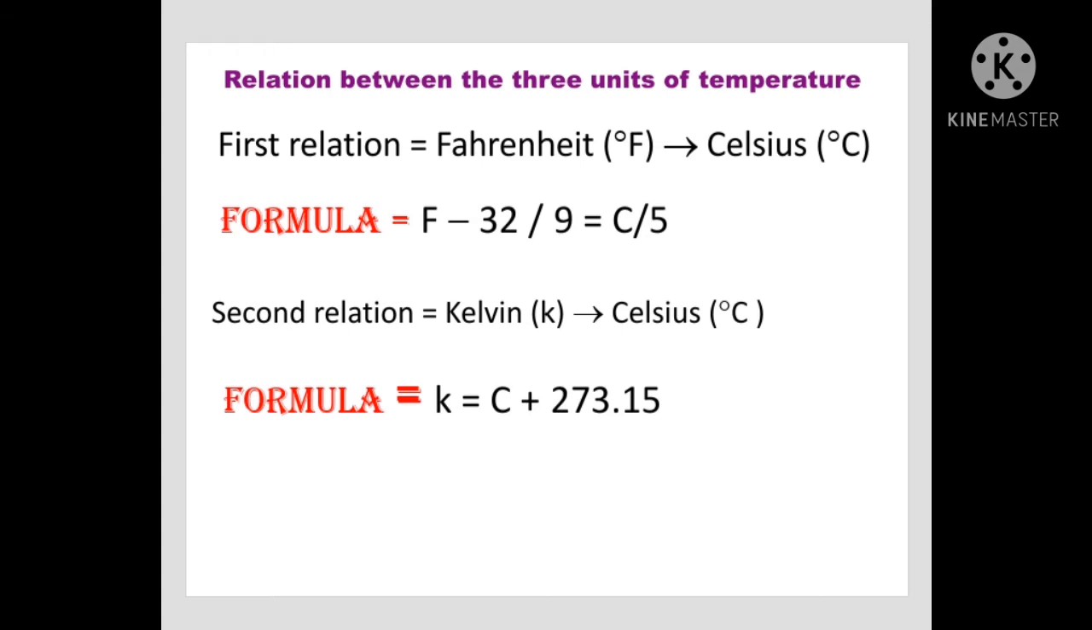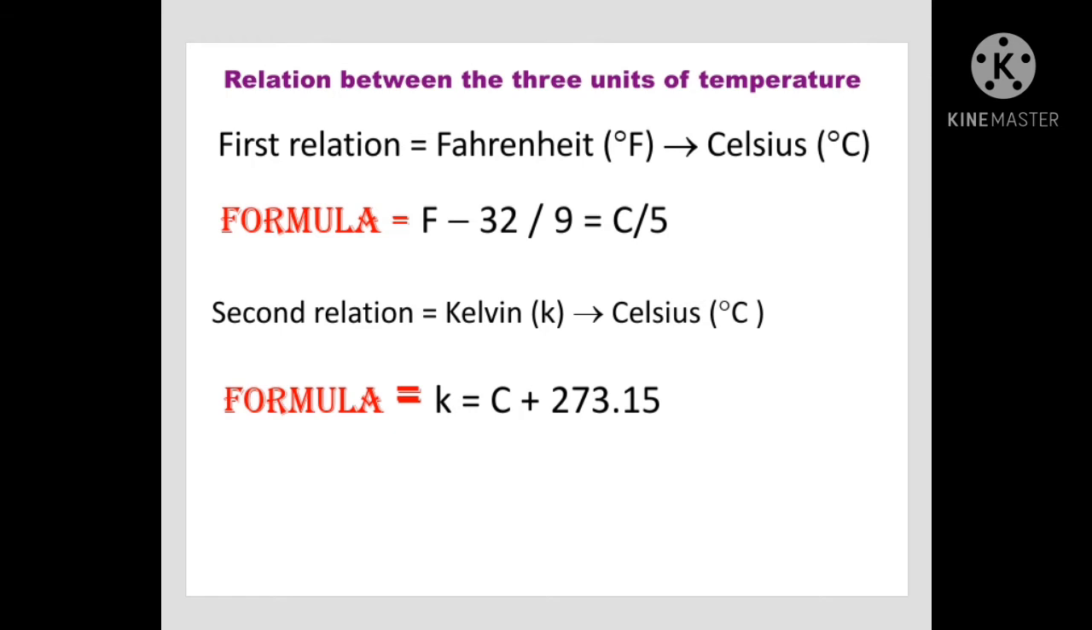Now let's know the relation between all three units. First, we will know the relation between degree Fahrenheit and degree Celsius. One formula arises from the relation of these two units, that is degree Fahrenheit and degree Celsius. The formula that comes here is (F minus 32) divided by 9 is equal to C divided by 5.